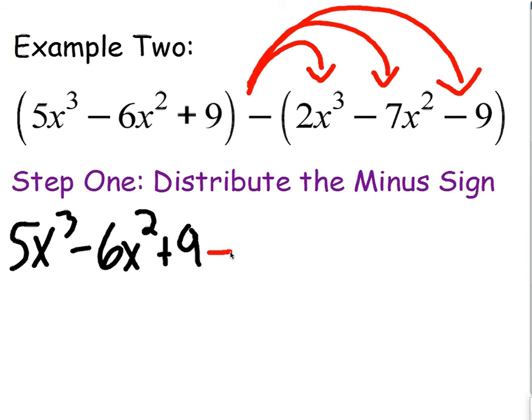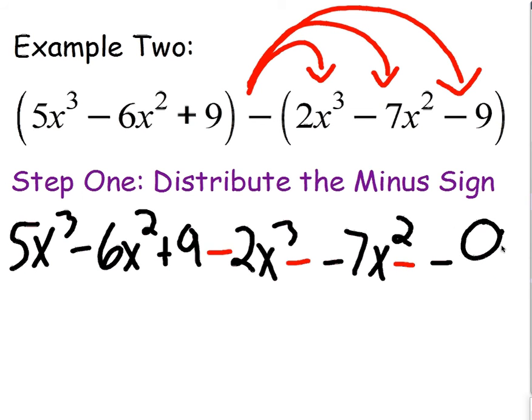But now we're going to have minus 2x cubed. Then another minus 7x squared. So two minuses there, and then two minuses for the third one. Minus 9. Okay? Then just keep rewriting, making sure you copy correctly. I must mess that one up.